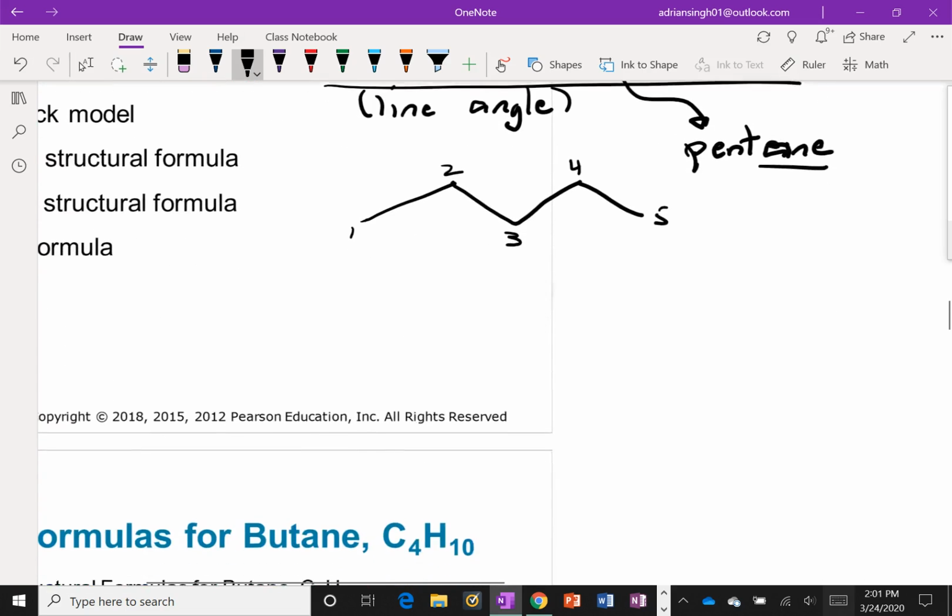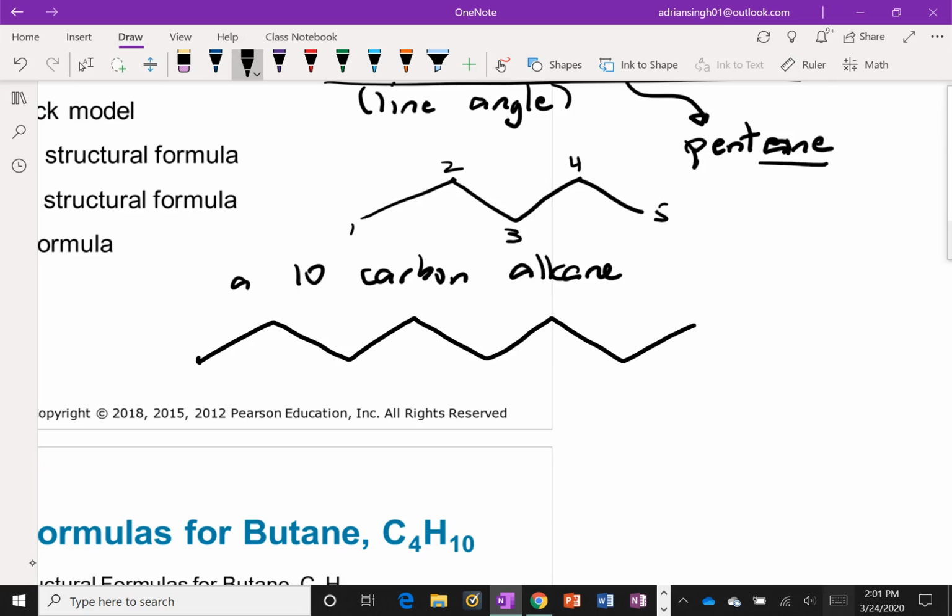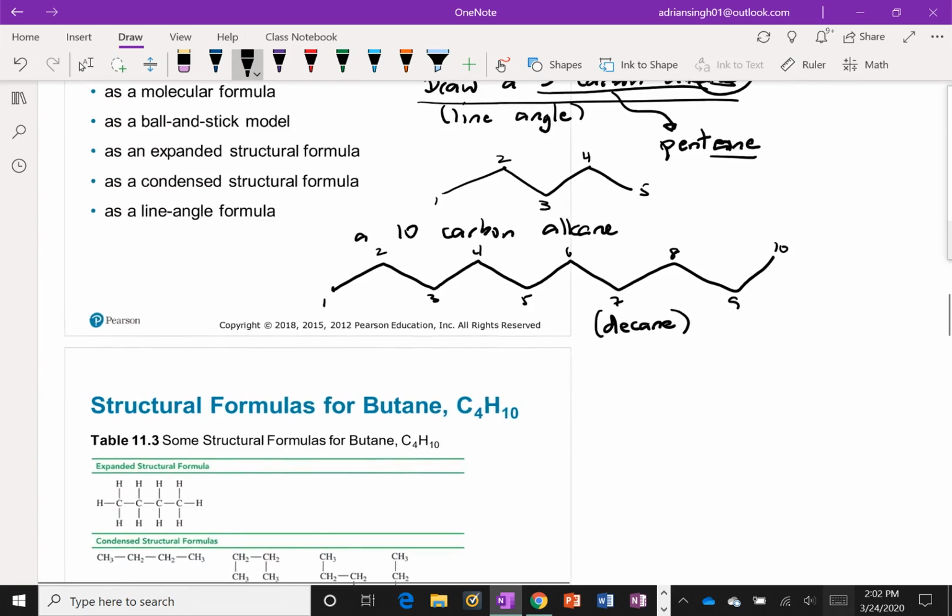Right, similarly, I can extend that even further. A 10-carbon alkane. So 1, 2, 3, 4, 5, 6, 7, 8, 9, 10. And that would be decane. Right? You're able to draw the structures really, really quickly, as opposed to drawing out the expanded structural formula where you're showing each bond and each atom. The line angle structure makes it a lot easier to represent the organic structures.